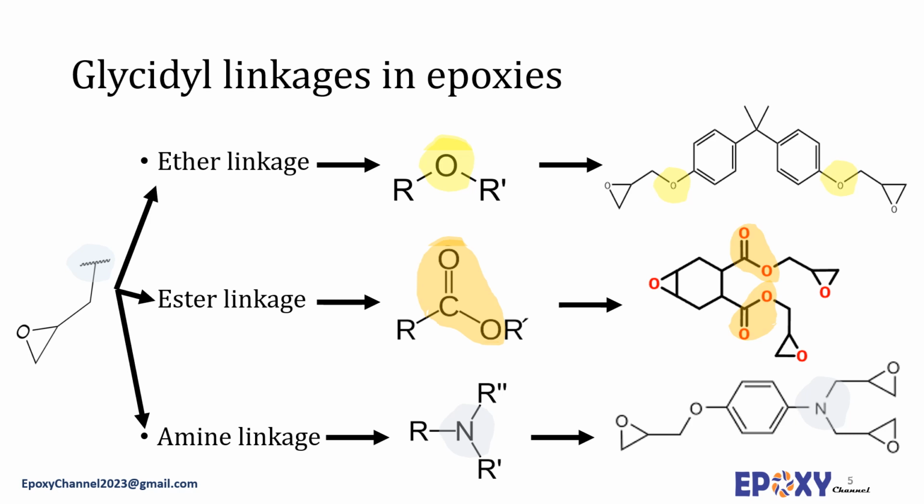The third way to link a glycidyl functional group to a component is to employ an amine link. Here the N is the core of the linkage. From one side it has been linked to the glycidyl group, and from another side it has been attached to the main structure. And the third side can be used for another functional group or another glycidyl group. A typical glycidyl amine is shown here for your reference.